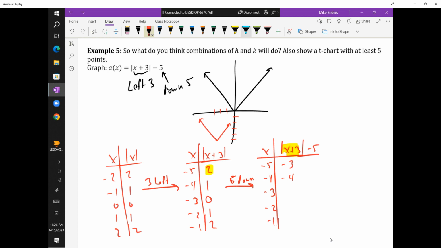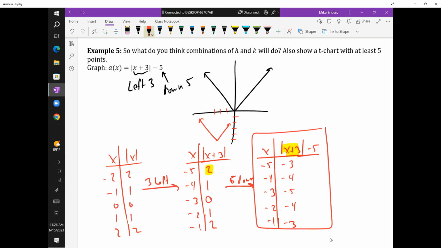Or I could have just taken this 1 from what I knew previously, subtracted 5. 1 minus 5 is indeed negative 4. So we end up with those same kind of values. So the shortcut then is just subtract 5. 0 minus 5, 1 minus 5 is a negative 4, 2 minus 5 is negative 3. So this is our ending result.